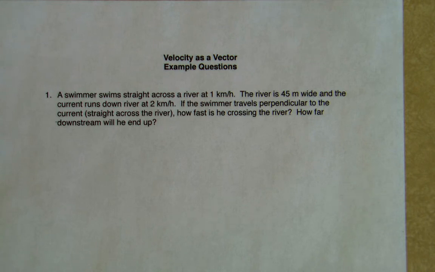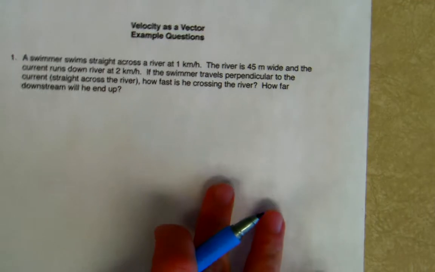So velocity always implicates that you have a magnitude and a direction. So we're going to use vectors to represent velocity because that's what vectors are. They have magnitudes and direction.